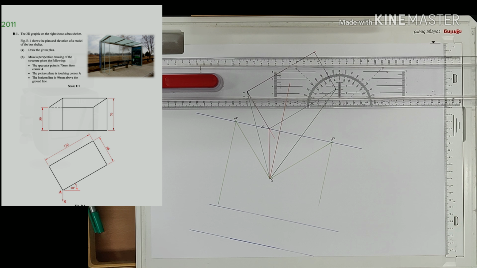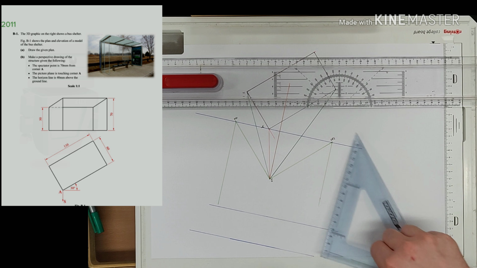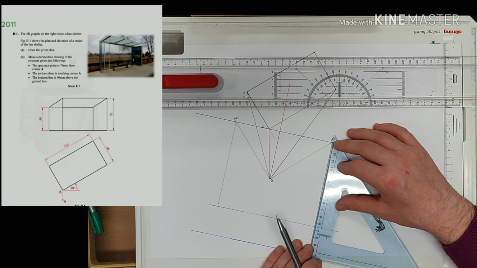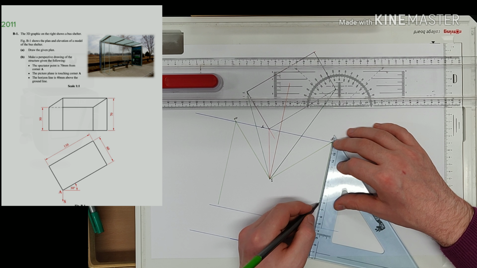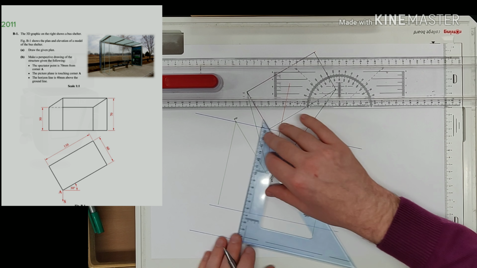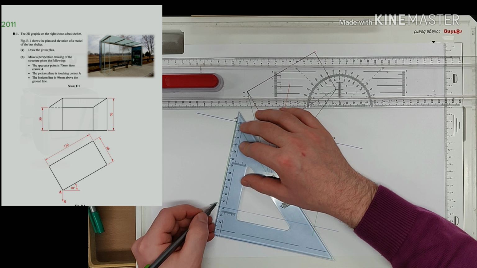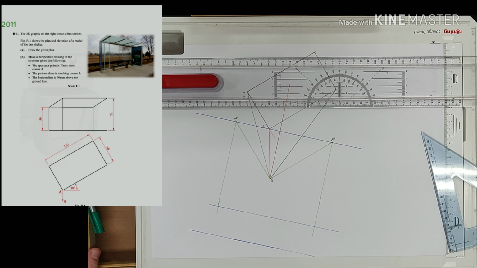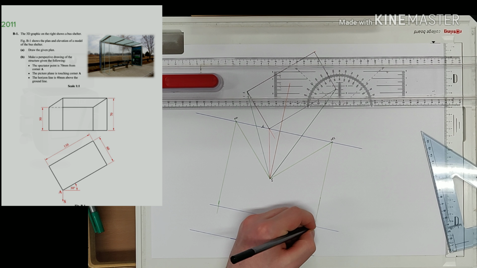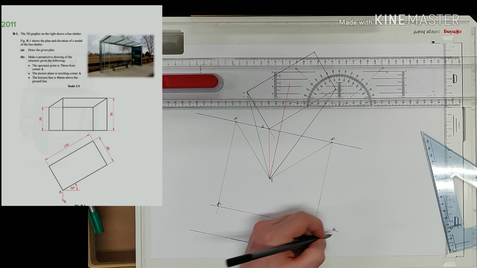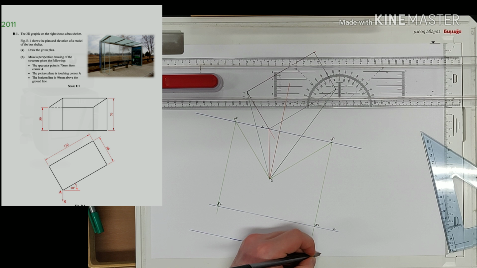Now we need to drop down VP2 and our VP1 to where it hits the horizon line. So we need to find the vanishing points along it. So I'm just going to extend these lines out. That's going to give me VP1 on the horizon and VP2. No, horizon line, ground line.